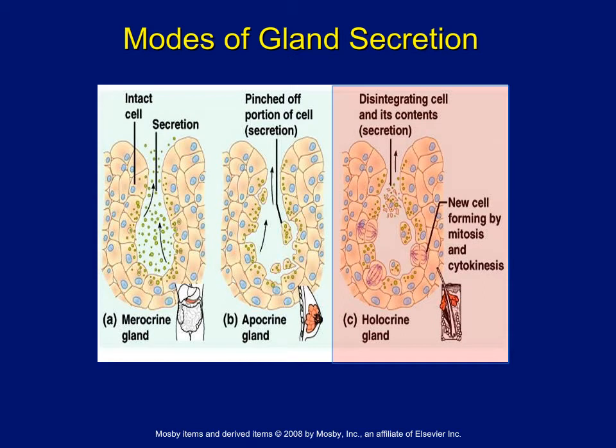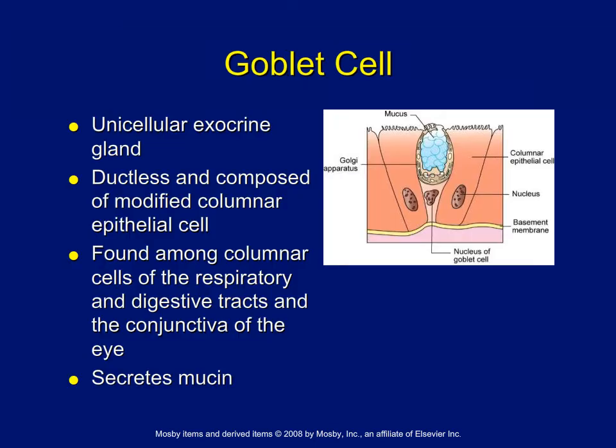In a holocrine gland, the whole epithelial cell ruptures and becomes part of the secretion. A good example of a holocrine gland would be the sebaceous glands of the skin. The glands that we looked at in the last slide were exocrine glands in that they did have a duct, but they were multicellular exocrine glands, that is, made up of lots of different cells.